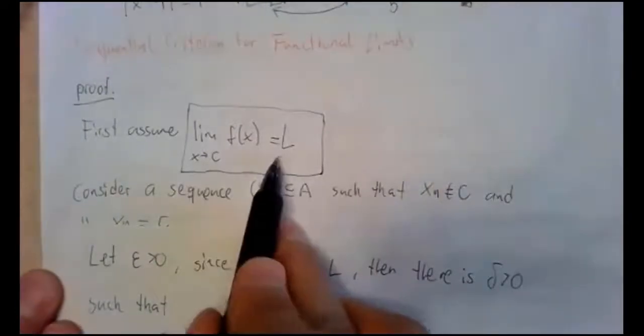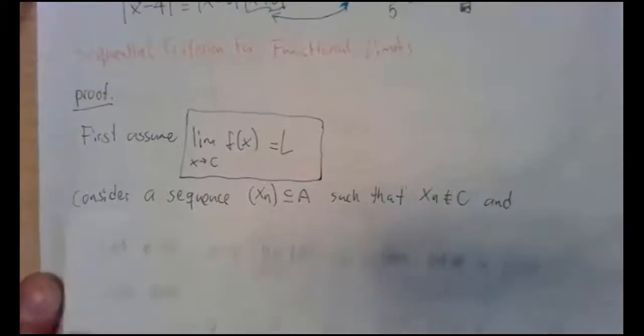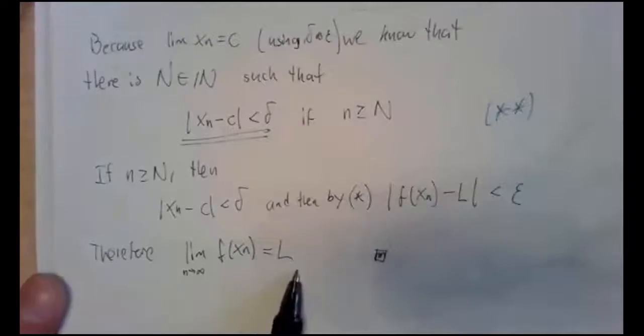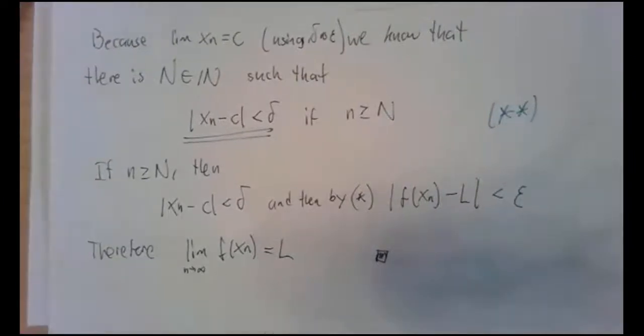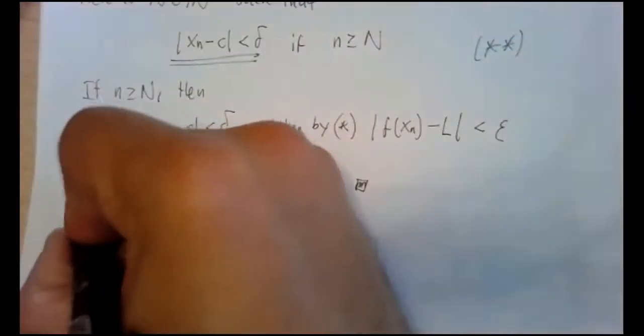We backtrack. This is what we showed: if the limit is L, then for any sequence that approaches c, the limit of f of that sequence is L. Now we have to do the other one. It says if all sequences of numbers different than c approach L under the function, then the limit is L. So conversely, let's do the other part.